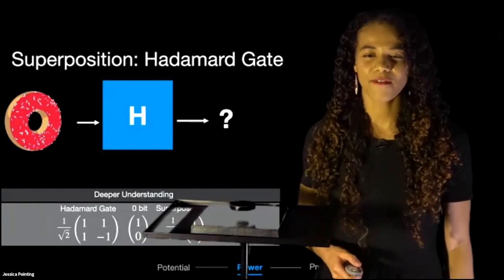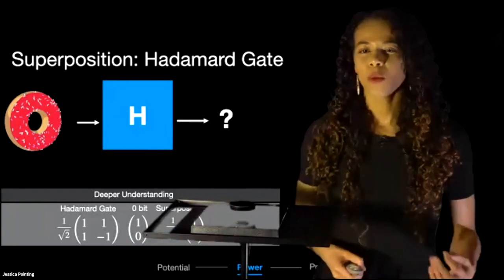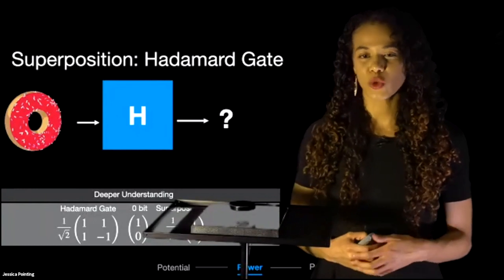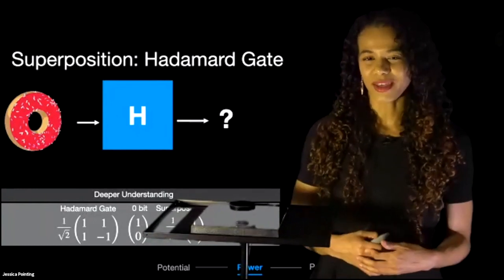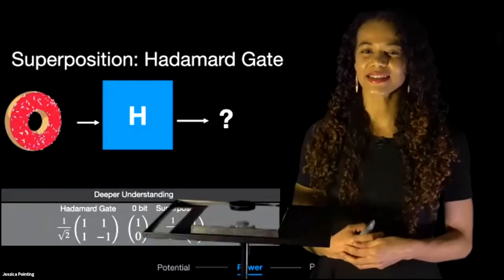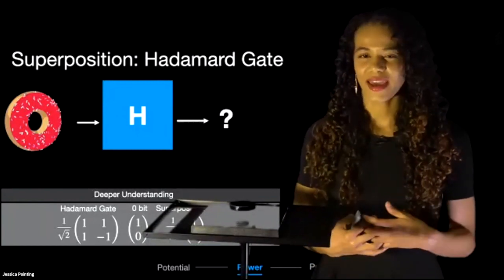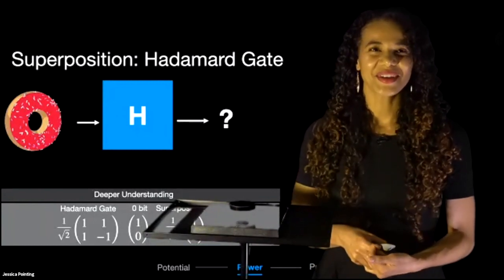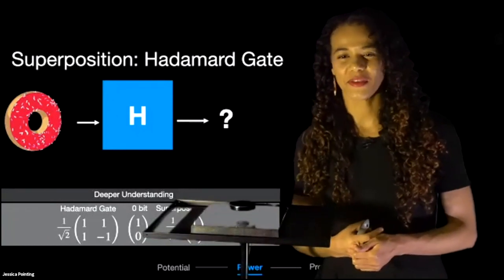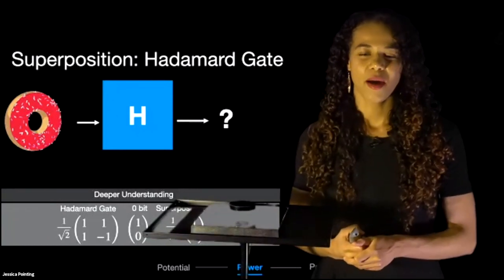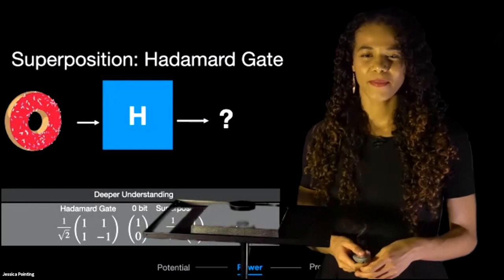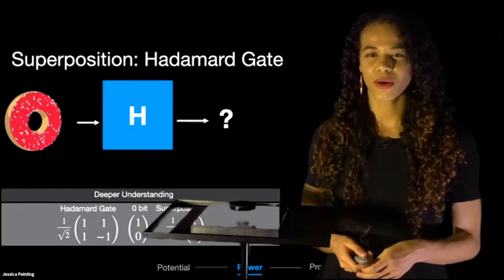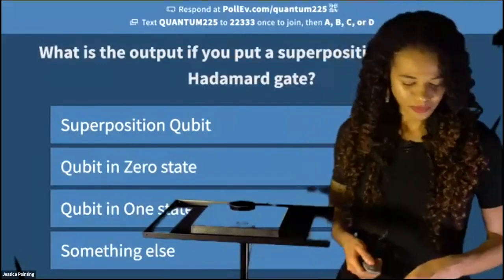So now I have a question for you. What would happen if you put a qubit in superposition state into the Hadamard gate? What would the output be? You could either guess, or you could actually do the maths if you want to by multiplying the matrix by the input matrix. And I'm going to show it in the poll here.